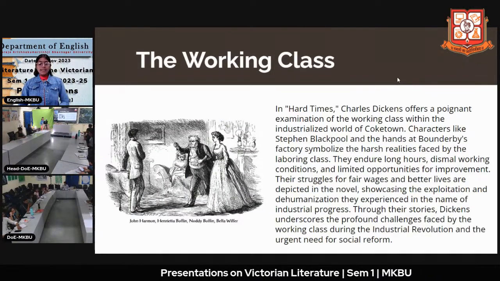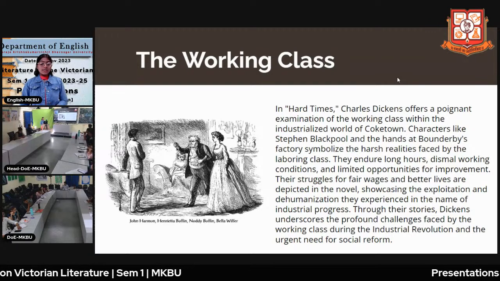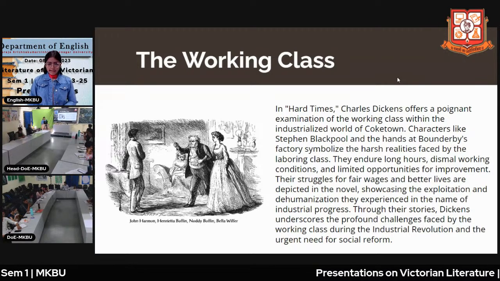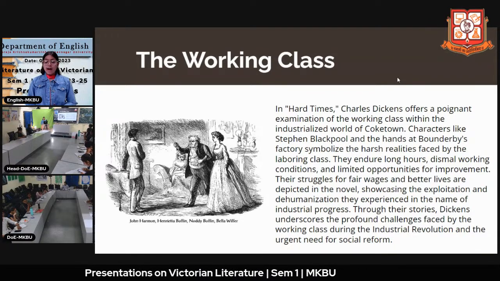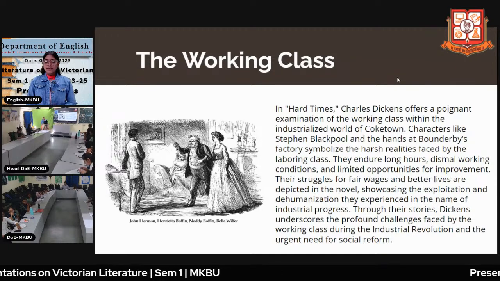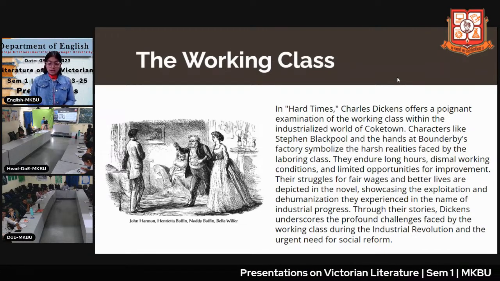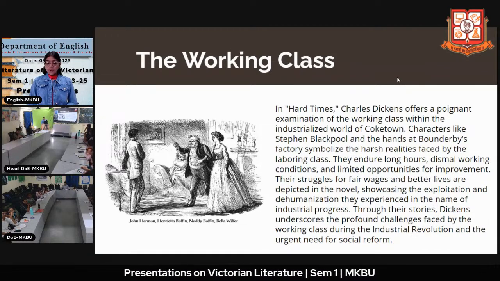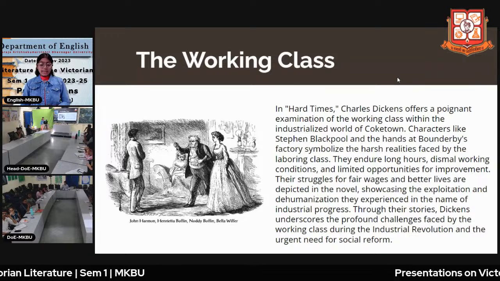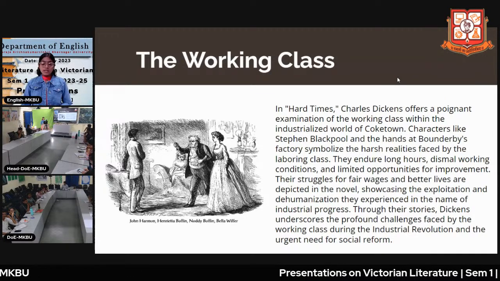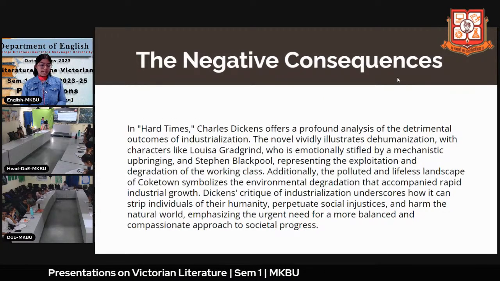The working class. In Hard Times, Charles Dickens offers a poignant examination of the working class within the industrialized world of Coketown. Characters like Stephen Blackpool and the hands at Bounderby's factory symbolize the harsh realities faced by the laboring class. They endure long hours, dismal working conditions, and limited opportunities for improvement. Through their story, Dickens underscores the profound challenges faced by the working class during the Industrial Revolution and the urgent need for social reform.